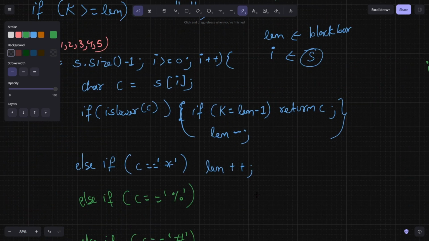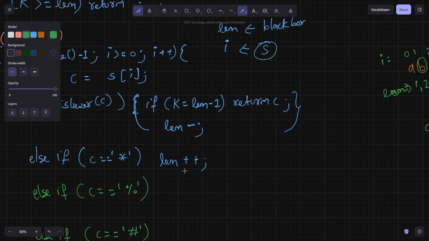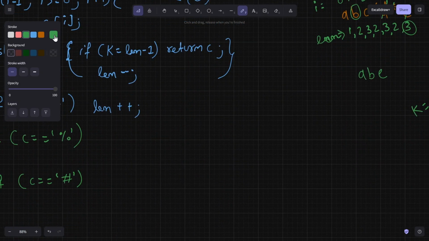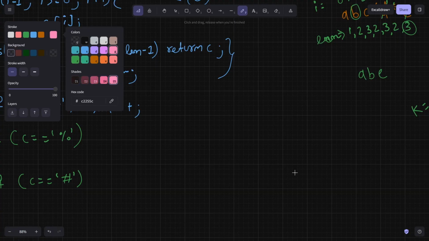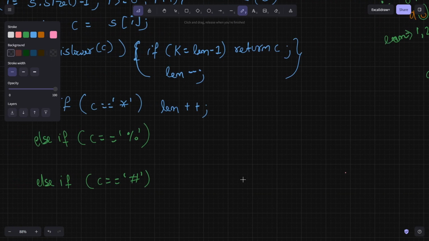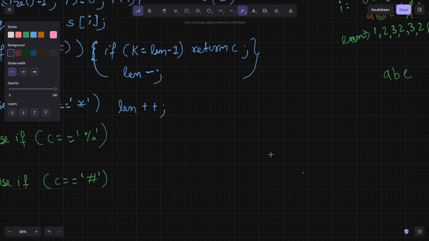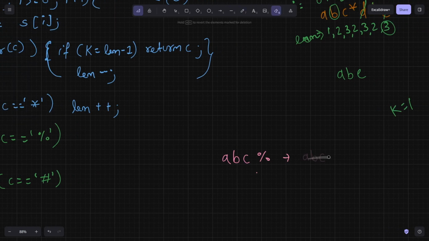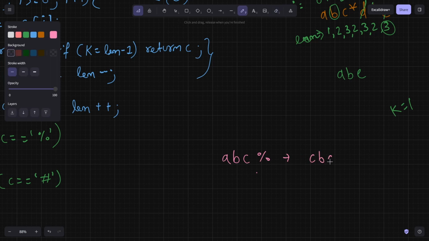Now if we talk about the modulo, the modulo is basically reversing our string. So for modulo, suppose we have something like a b c modulo. After modulo, it's going to become a, b, c, and we got modulo, so we have to reverse the entire string: c, b, a. Okay, so it's going to become c, b, a.